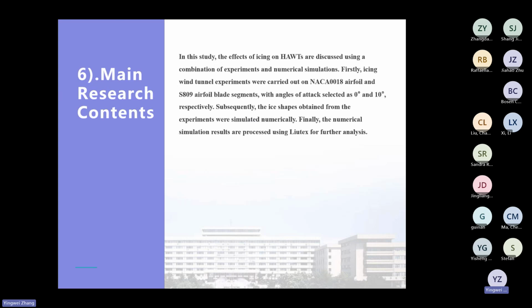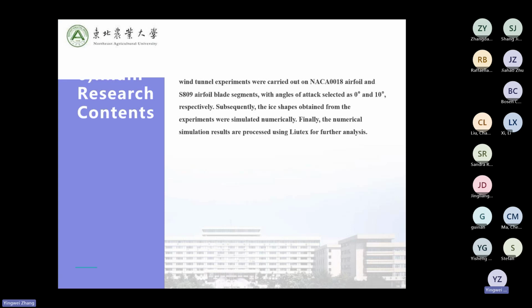In this study, the effects of icing on the horizontal axis wind turbine are discussed using a combination of experiments and numerical simulations. Firstly, icing wind tunnel experiments were carried out on the NACA018FL and S809FL blade segments, with the angle of attack selected as 0 and 10 degrees respectively. Subsequently, the experimentally derived iced blade model is numerically simulated. Finally, the numerical simulation results are processed using Liutex for further analysis.